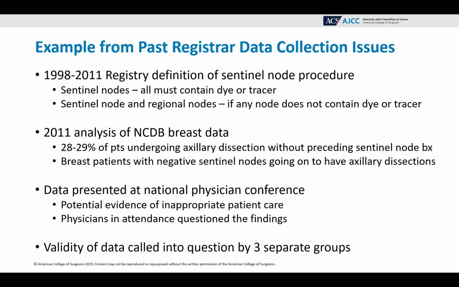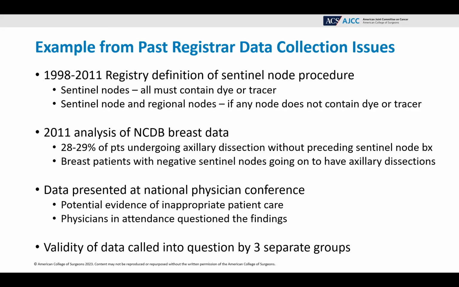Well, in 2011, an analysis was done of the NCDB breast data. They found 28 to 29% of patients undergoing axillary dissection did not have a preceding sentinel node biopsy, which was not standard of care at that time. And also, breast patients with negative sentinel nodes were going on to have full axillary dissections. That was also not standard of care. Well, the data was presented at a national physician conference.